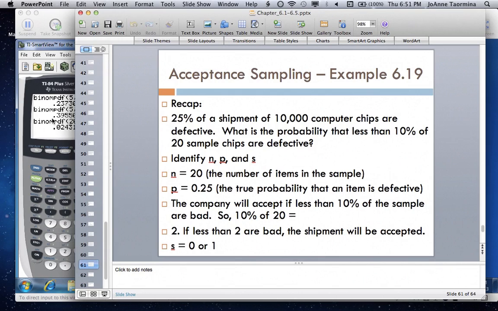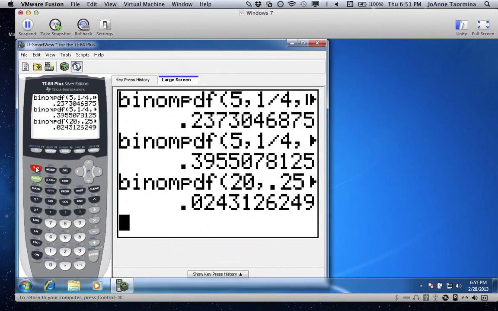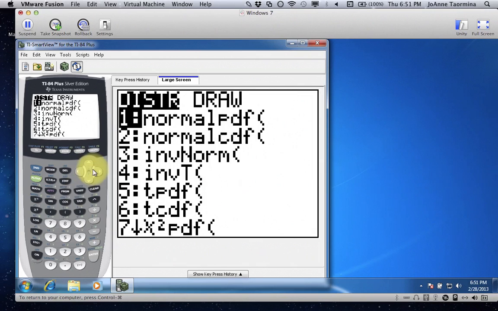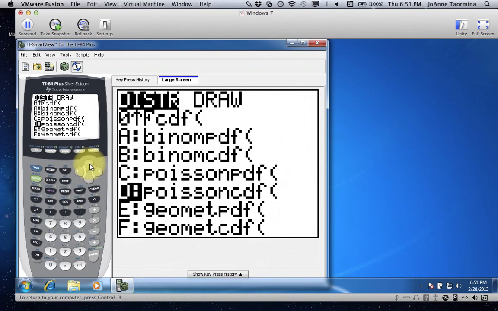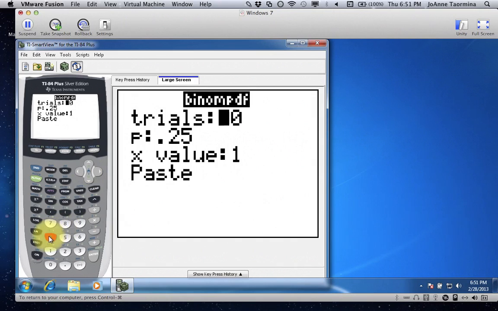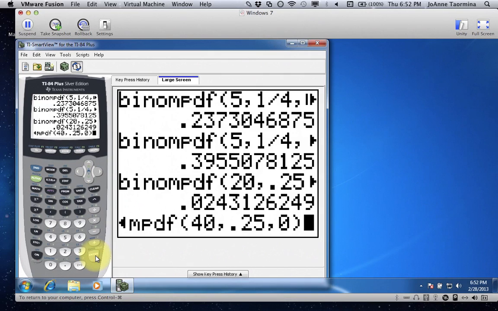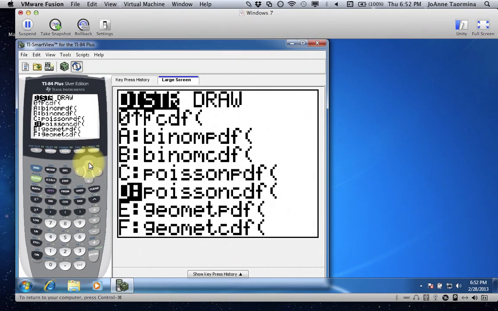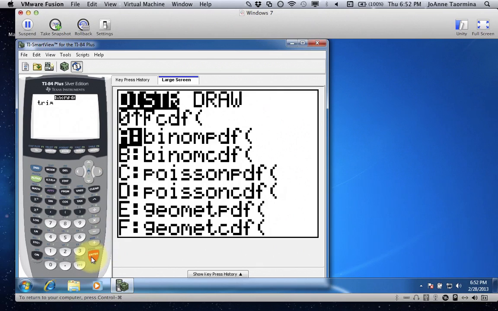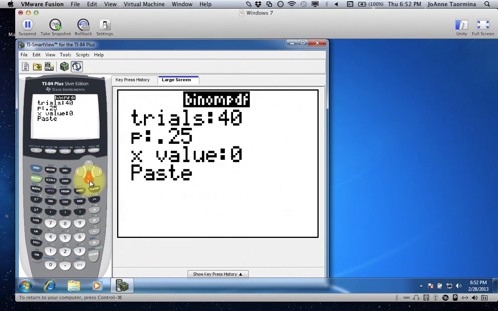Let's see what happens if instead of a sample of 20, we use a sample of, say, 40. Sample size is 40. Second, DISTR. Let's do the same problem again, changing our sample size from 20 to 40, and see if that chance of making a wrong decision is lessened. So we're going to do binomPDF with 40, 0.25, 0, and then add binomPDF, trials are 40, probability is 0.25, X value or S is 1. Let's see what happens.